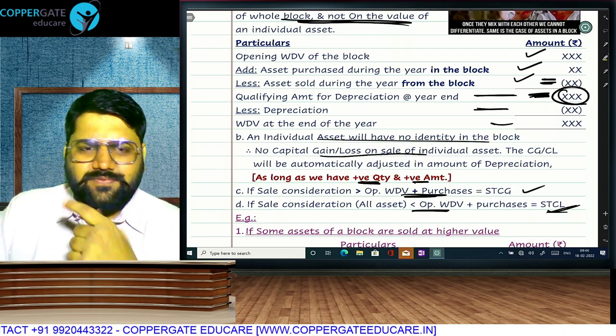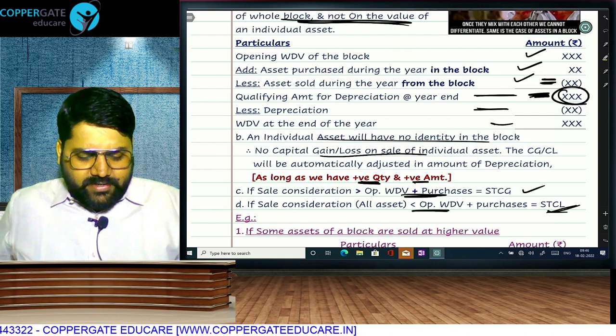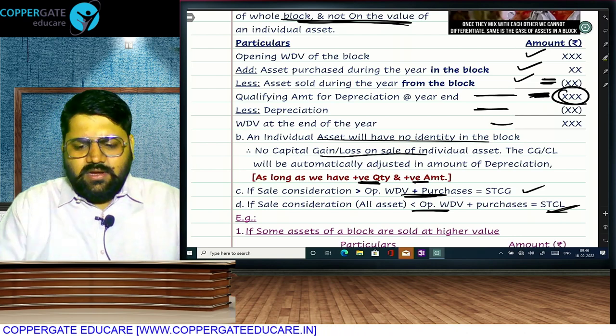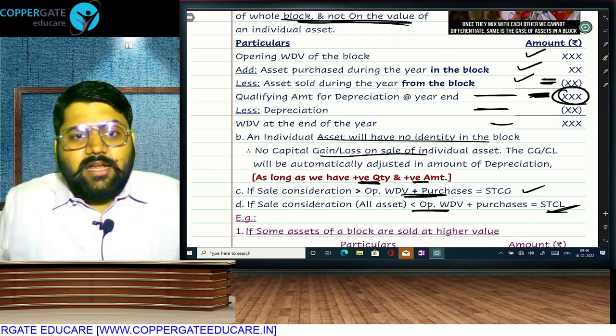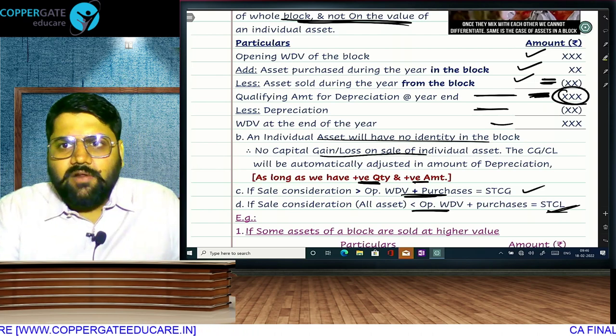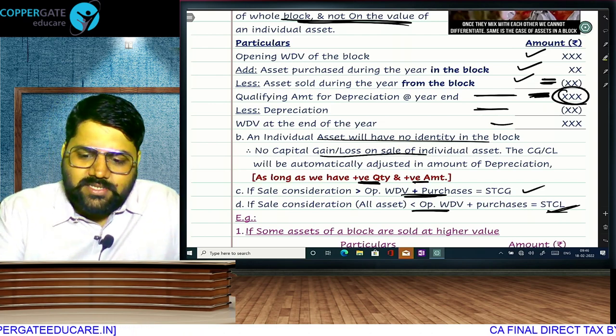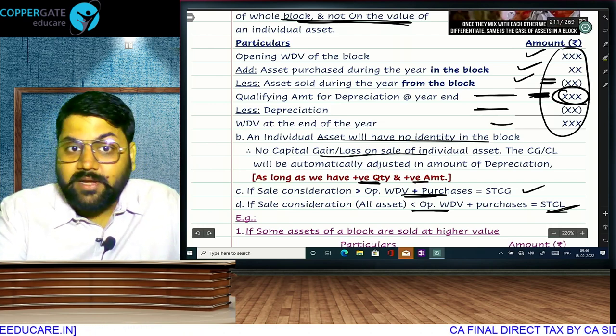One doubt which students have, they have never bothered to ask anybody, not even their intermediate tax teacher or anyone. Sir, why under depreciable assets, block asset, do we have this system of always short term, never long term? What is the whole logic or idea behind this? Understand please, I am explaining the logic.